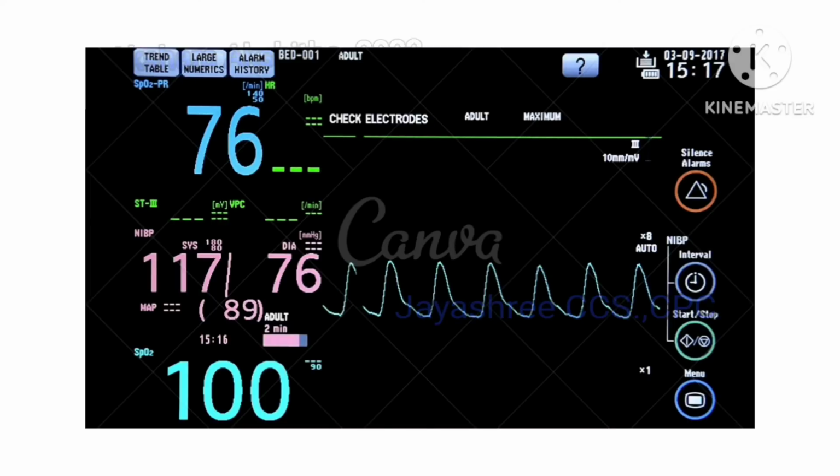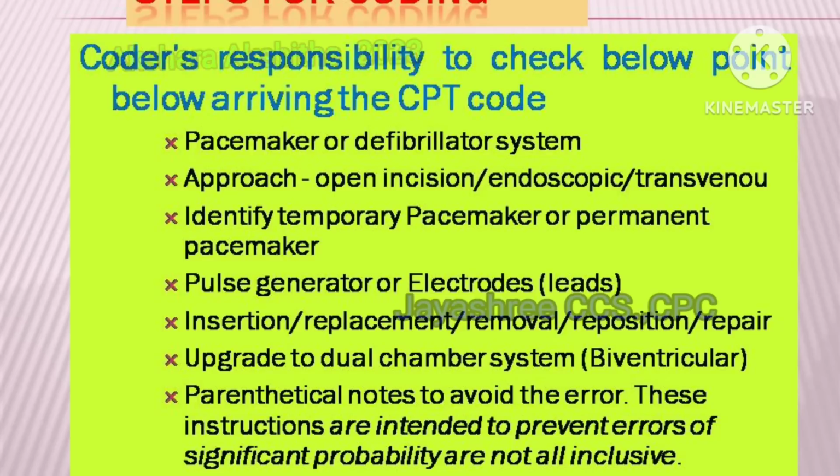Then let's see the steps for the coding. So what are the steps we need to know before going to take this pacemaker code? The first point is, whenever we are going to look for this CPT, first you have to check whether the pacemaker system or defibrillator system, because most of the codes we have the combination of the codes. So pacemaker also same code and defibrillation also same code we are using. But some codes we are using only for the pacemaker, some codes only for the ICD. So before that we should know patient came for pacemaker or defibrillator system.